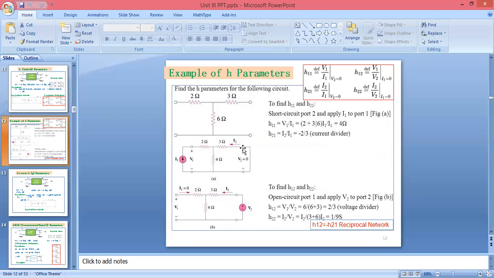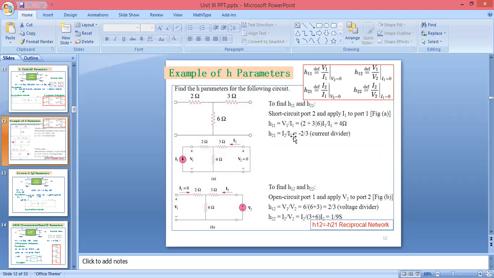We can consider port 2 as a short circuit. हम ये पोर्ट 2 को क्या करेंगे? शॉर्ट सर्किट कंसीडर करेंगे. So we can consider port 2 as a short circuit and apply current I1 which will be flowing in port 1. So here we can calculate H11 and H21.